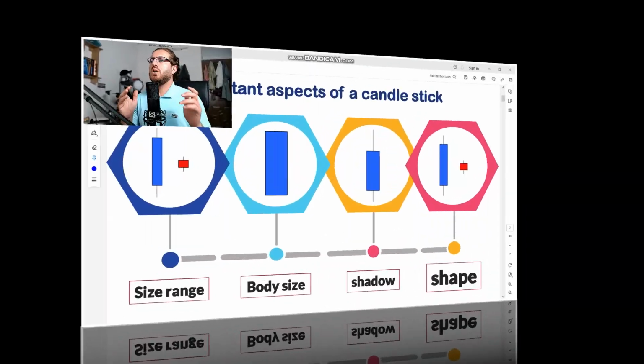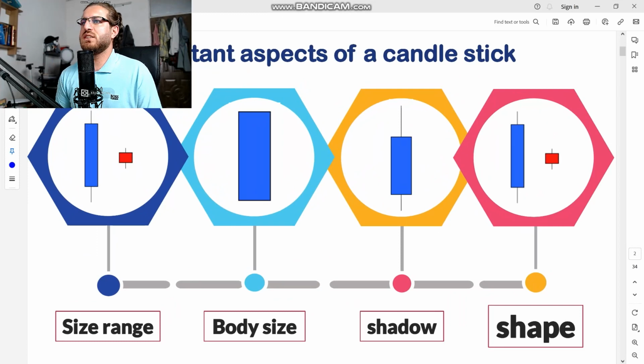For example, if it is an up move, we can see whether there are many big blue candles rather than red candles, or it is just a choppy movement with a lot of red candlesticks. So the number of same direction candlesticks is important too. What are the important aspects of a candlestick? First, it's the size, the total range of the candlestick.